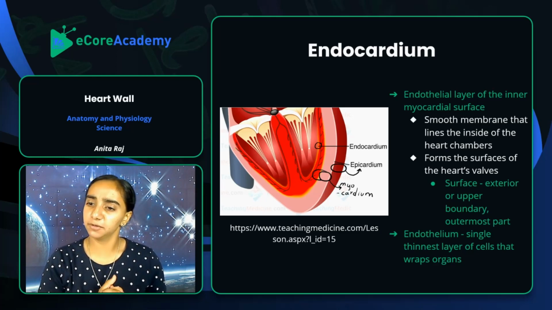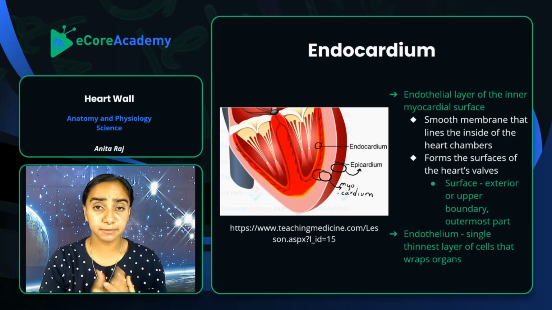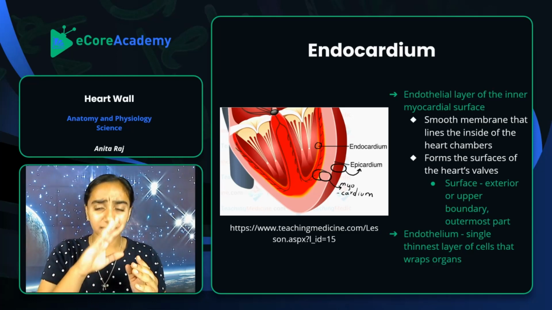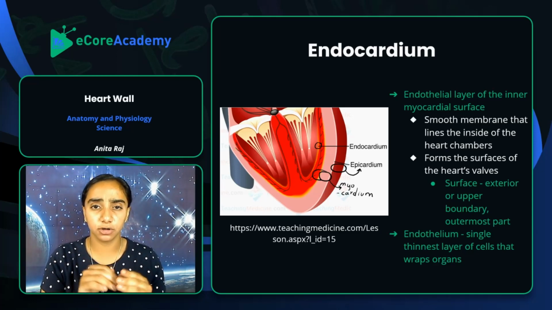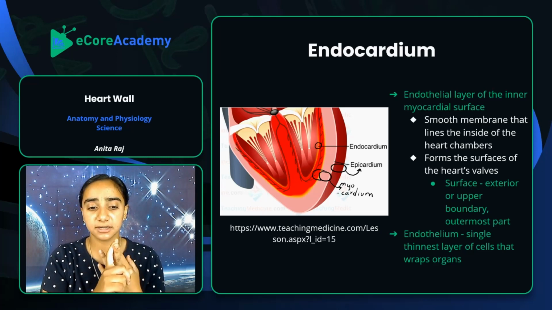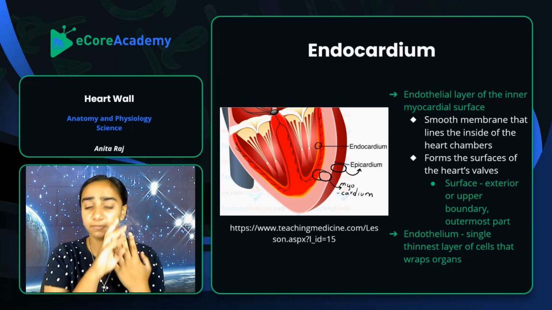What else is important? Well, it's a smooth membrane that lines the inside of the heart chambers, as you can see with the left and right ventricle in this diagram, and it forms the surfaces of the heart valves. So if you think of your heart valves, endothelial tissues line those heart valves. And the valves it lines include your tricuspid valve, your pulmonary valve, your mitral/bicuspid valve, and your aortic valve. So it lines the insides of your heart chambers and also the insides of your heart valves.